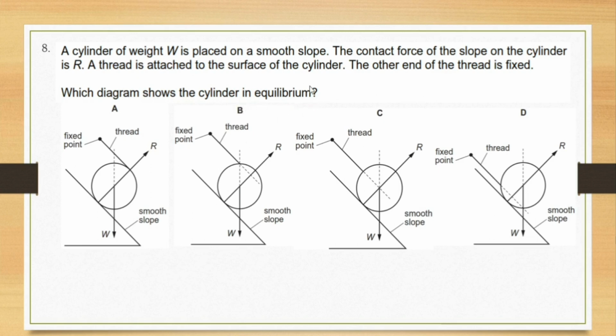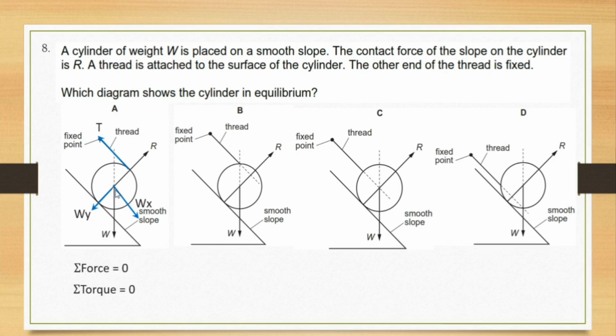Remember that for equilibrium, there are two conditions that must be fulfilled. The resultant of force should be equal to 0, and the resultant of torque should also be equal to 0. So for this option A, I want to draw the forces that act on this system. I have this tension force of the thread. I have the component, the X component of weight and the Y component of weight.